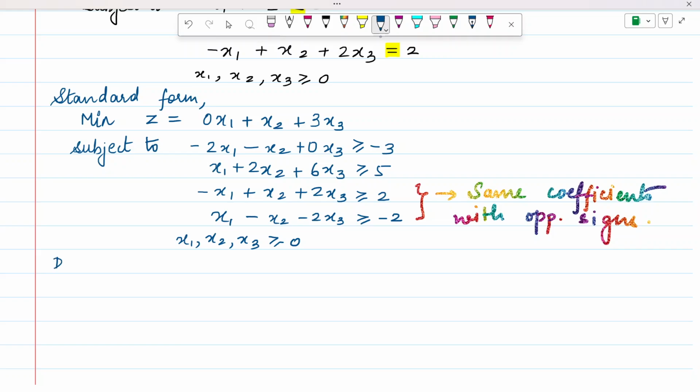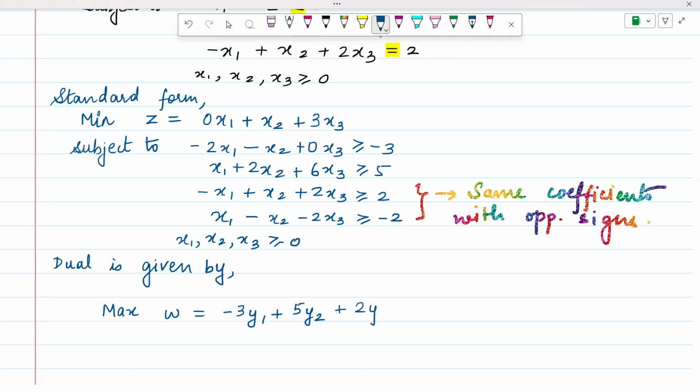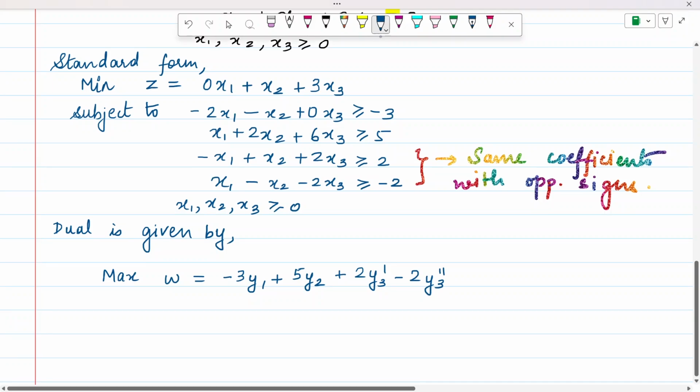So we'll start with the dual here. Step number one, the minimization will become maximize. So I'll have to maximize W, which is going to be equal to the RHS. Okay, so -3y1 plus 5y2. And as I said, plus 2 and minus 2 will contribute together. So we'll have 2y3 prime and -2y3 double prime. If you remember, we have used these notations for the unrestricted variables. Okay, so the same is going to happen here.